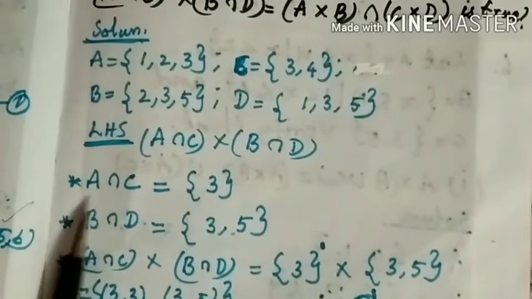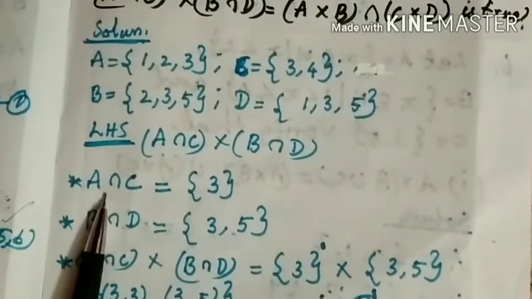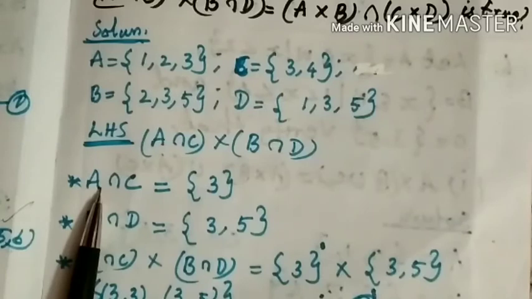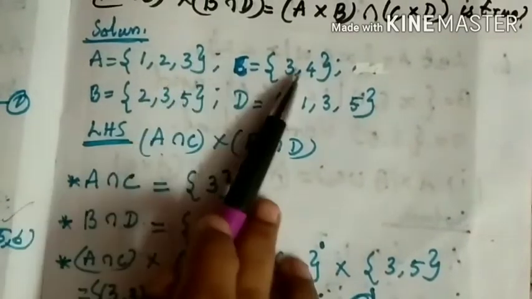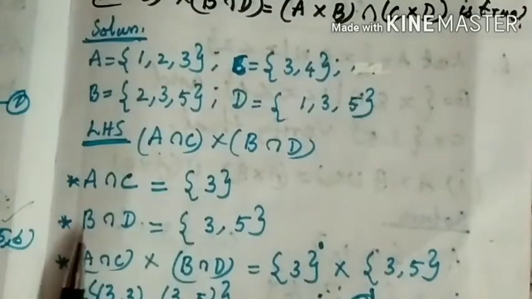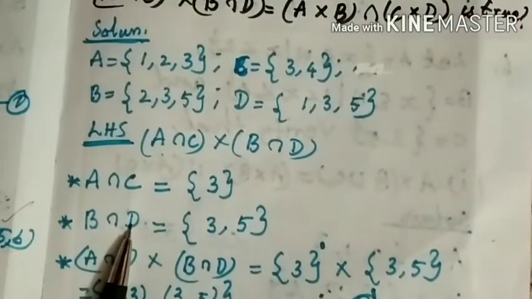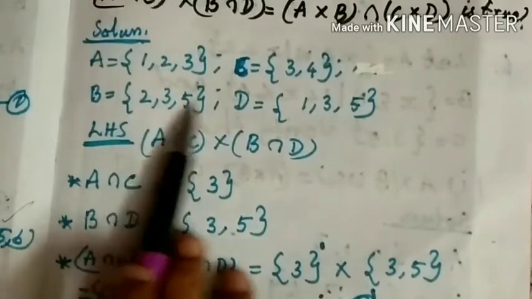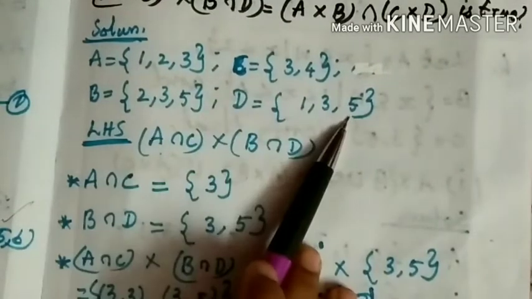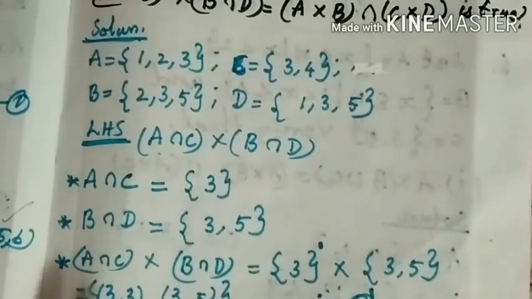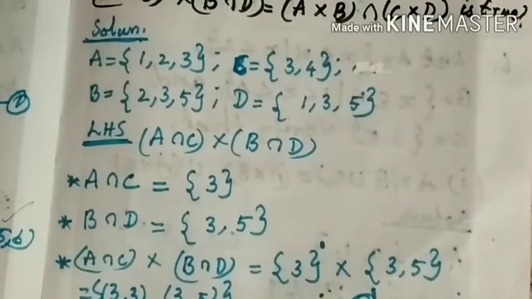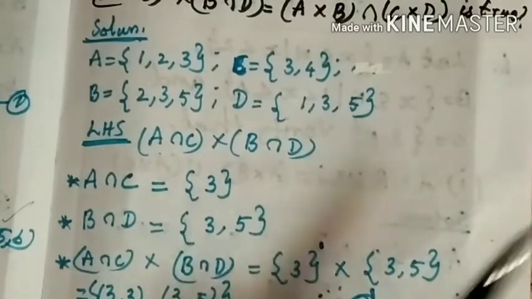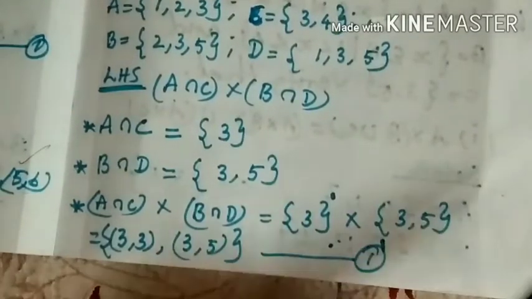First subdivision, A intersect C, which means the common element of set A and set C, that is 3. Okay. B intersect D means the common elements of set B and set D, here 3 comma 5. Then the cross product of these two sets: (3,3) and (3,5).